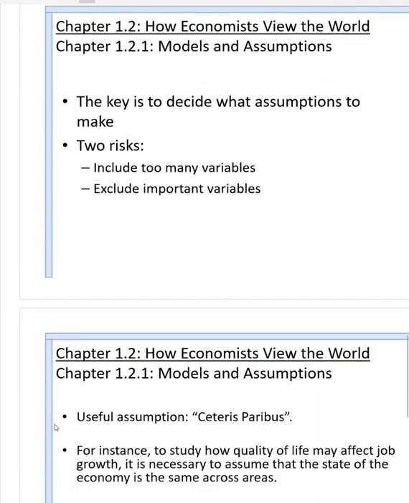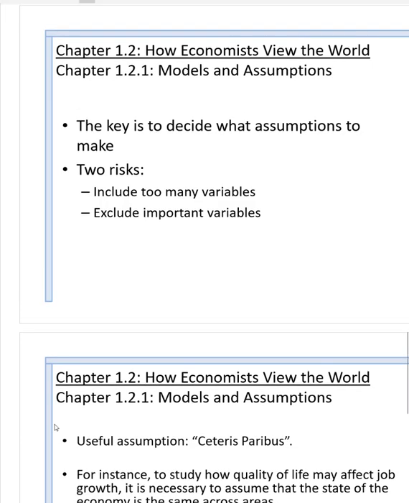It is key when constructing a model to decide what assumptions to make. There are two risks: including too many variables or excluding important variables. So, in our example of the map, here we had the business school, and here we had 16th Street. That's a part of the map. Again, if you include too many variables, it's impossible to use a map. If you include every detail of the business school, every detail of the trees, every detail of the pavement, the map will be the size of Murray State, and we will not be able to even open it.